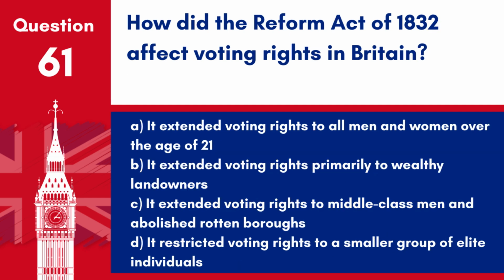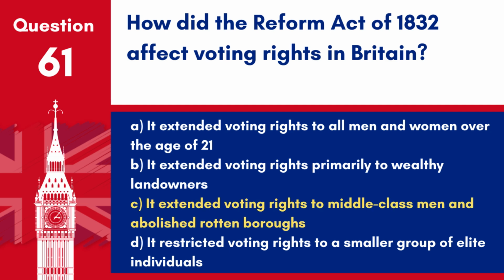Question 61. How did the Reform Act of 1832 affect voting rights in Britain? A. It extended voting rights to all men and women over the age of 21. B. It extended voting rights primarily to wealthy landowners. C. It extended voting rights to middle-class men and abolished rotten boroughs. D. It restricted voting rights to a smaller group of elite individuals.